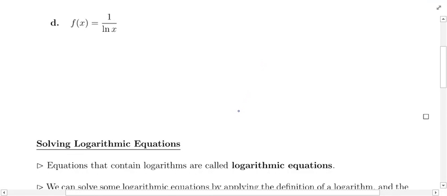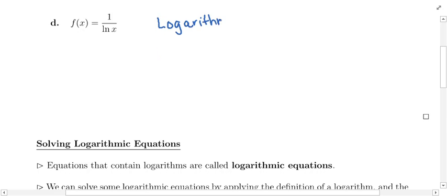Top of page 6. In part D, the function is f of x equals 1 over the natural log of x. You've got a couple of issues here. Remember, a function can have multiple issues. This has a logarithm, but it's also a fraction. So you're going to have to look at the rules separately and combine the results. Let's start with the logarithm.